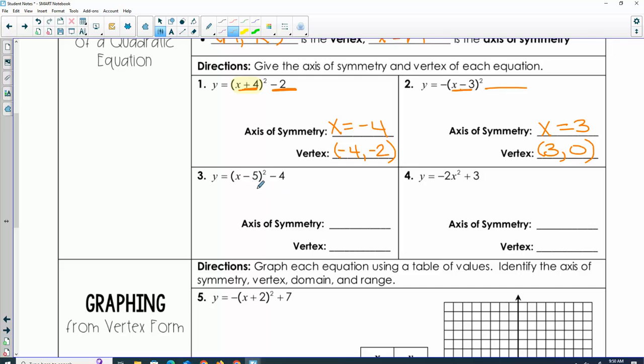When I look at 3, my axis of symmetry, it's just like setting this x minus 5 equal to 0. If you do that, you get x equals 5. So the axis of symmetry is x equals 5. Vertex, we have the 5. The y is just what's tacked on the end. So that's the minus 4.